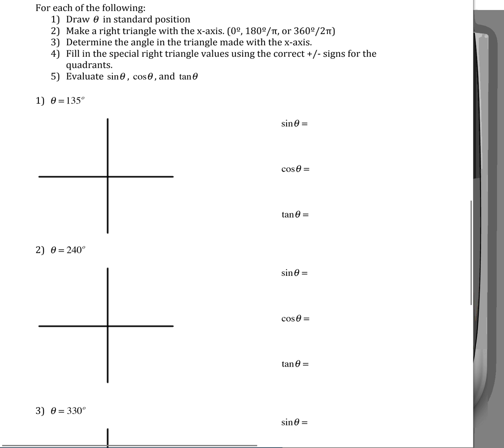Now that we've looked at the quadrantal angles, we're going to look at angles that would fall in the other quadrants. In the future, you're going to be doing this with the unit circle, so we're going to draw them right now. So our steps are going to be, first, draw your angle in standard position.